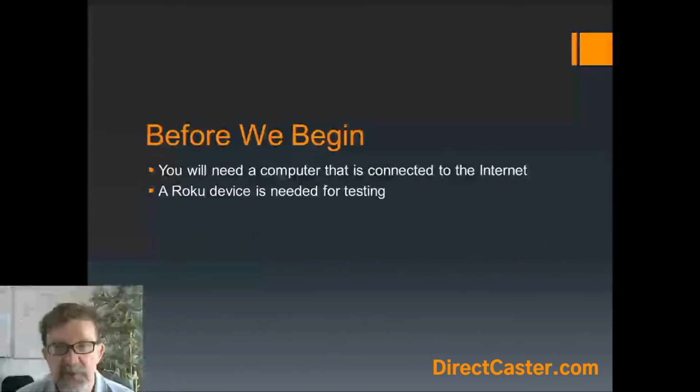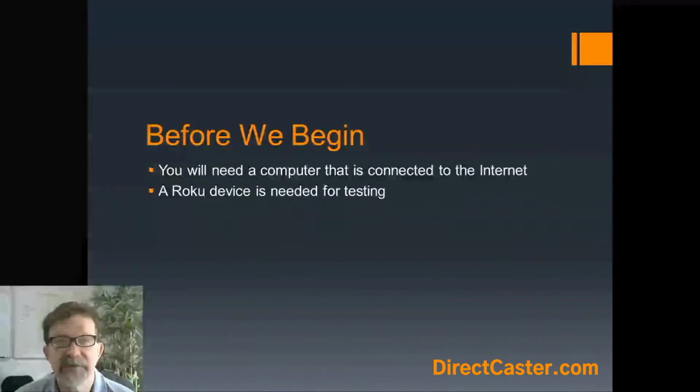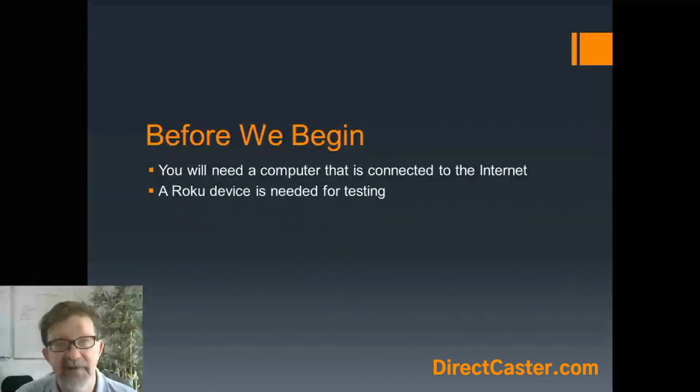You will need a computer that is connected to the internet. I would suggest that your computer be connected to high-speed internet. This is very helpful when you're trying to build a channel. The second thing is you will need a Roku device that is activated for testing. You will need to test your channel on this device. In order to have a Roku device, you have to have a Roku account, which you will also need. Those two things go together, so if you have a device, you will have an account.